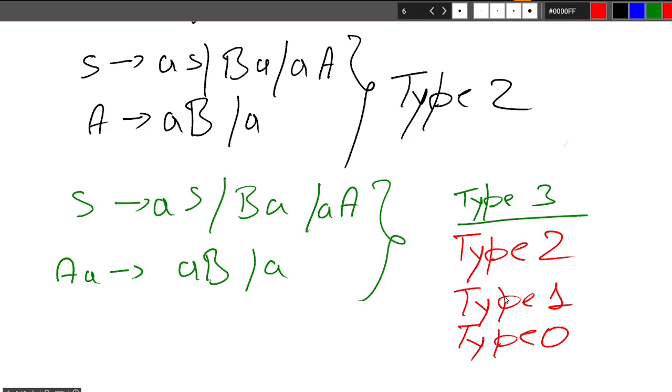Exactly, sir. In type 1 grammar, we have seen that there is one restriction which says that it is a non-contracting grammar. The length of left hand side should be less than or equal to the length of right hand side. In that case, definitely it will not be a type 1 grammar. Let us check whether it is type 0 grammar or not. Type 0 says there is no restriction, so definitely it is a type 0 grammar, no problem. So it is not a type 3 grammar, not a type 2 grammar, not a type 1 grammar, it is a type 0 grammar.